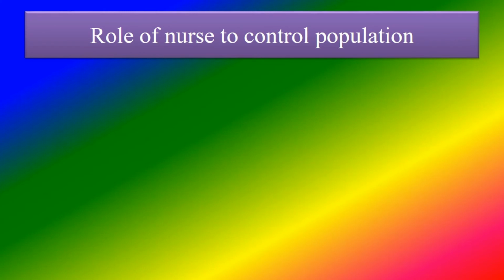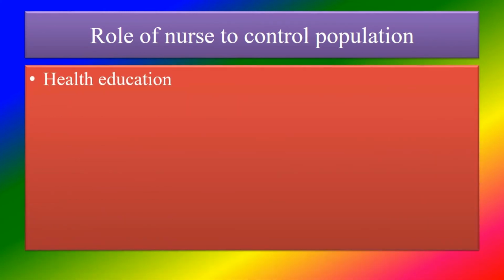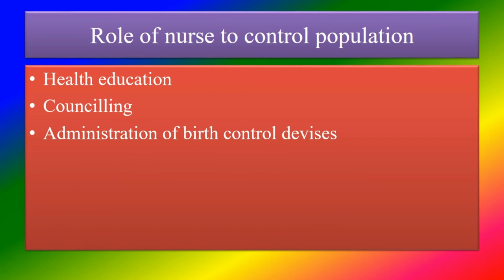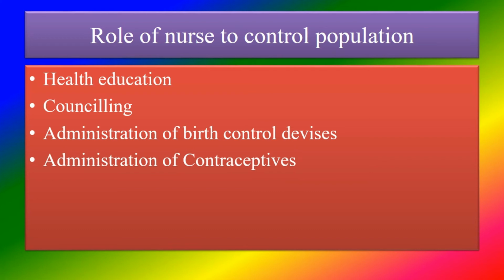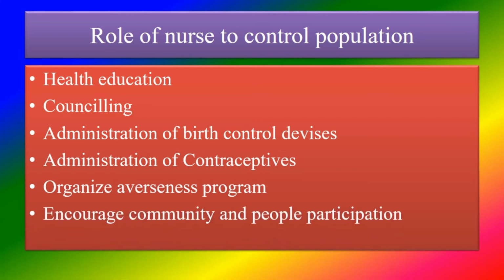Role of nurse to control population. First, health education. Next, counseling and guidance. Administration of birth control devices. Administration of contraceptives. Organize awareness programs. Encourage community and people participation.